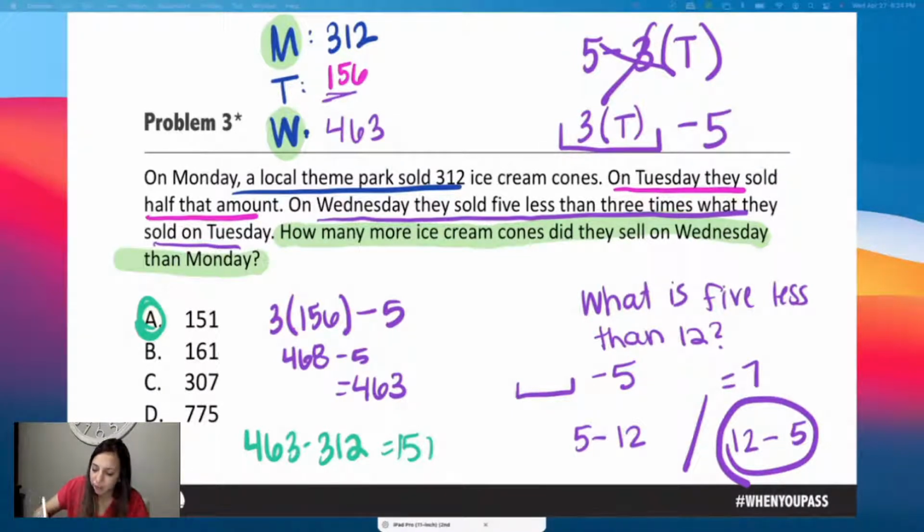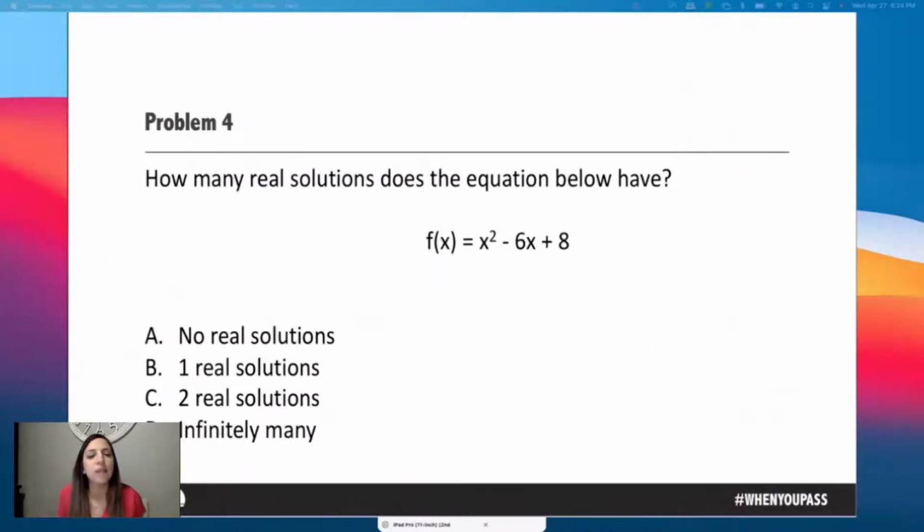All right. Problem 4. How many real solutions does the equation below have? This is for my high school people, maybe middle school, depending on what test you're taking. You'd want to look at your blueprint. So how many real solutions does the equation below have? I'll answer your question in a minute. So f of x equals x squared minus 6x plus 8. So it has the potential to have 2 solutions.